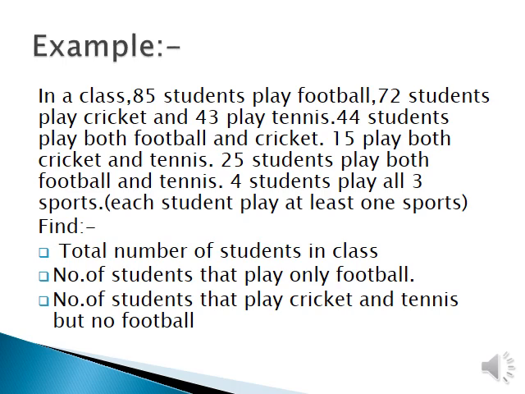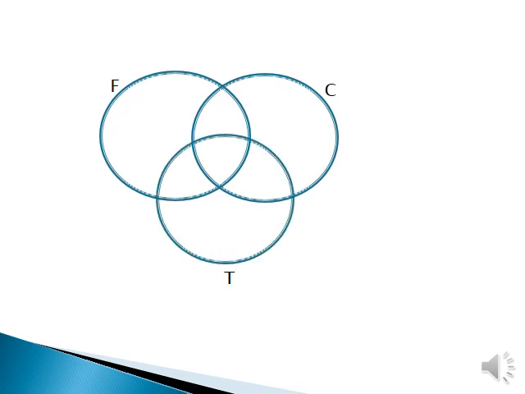Now if you observe this question, you will obviously think it is too difficult to solve, but using Venn diagram it is very easy. We'll see. F is the set of students who play football, C is the set of students who play cricket, and the third sport is tennis, so we'll consider the third set as T. Now first we'll see the proper numbers, and for this we'll see the shaded regions.